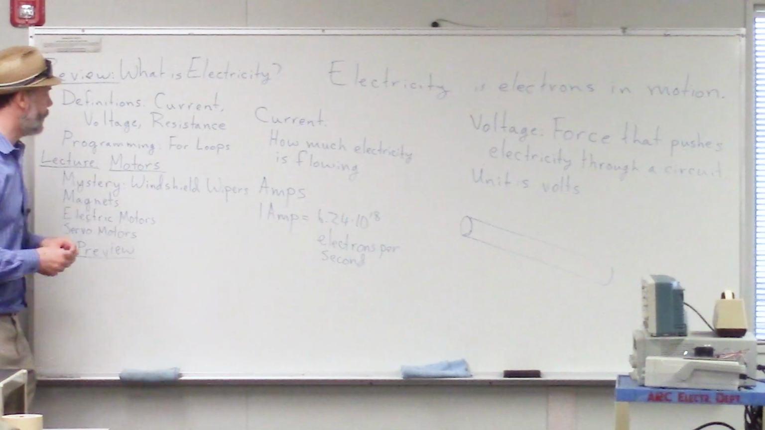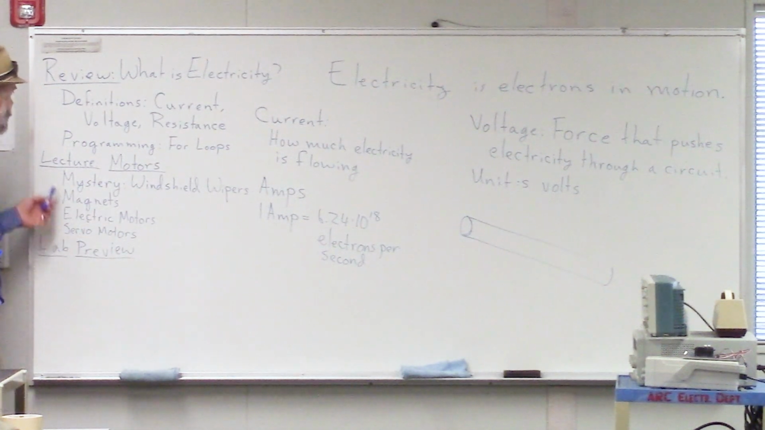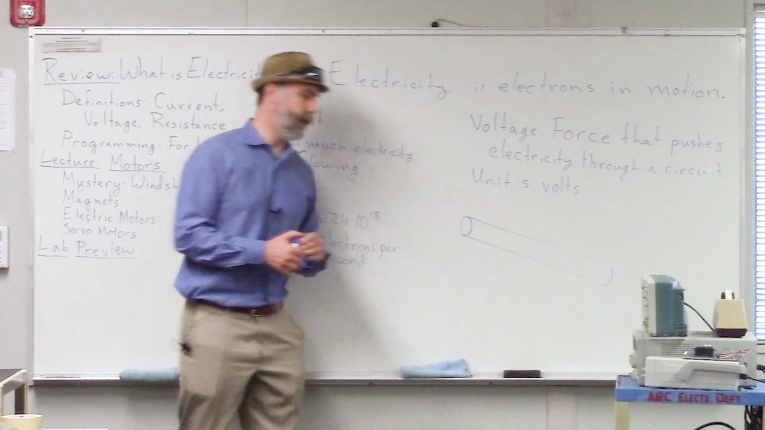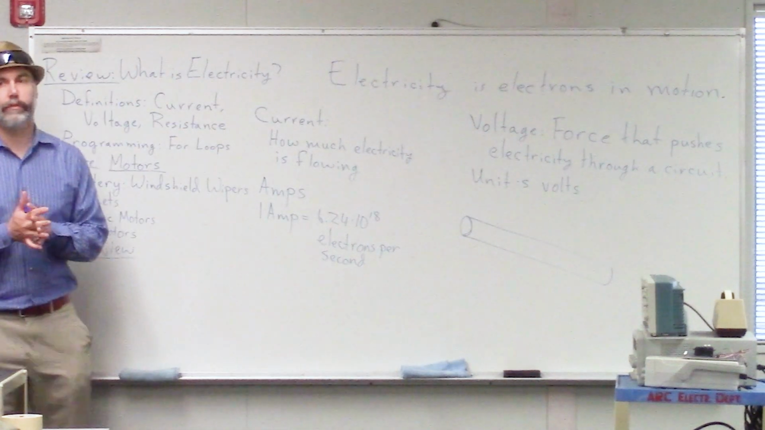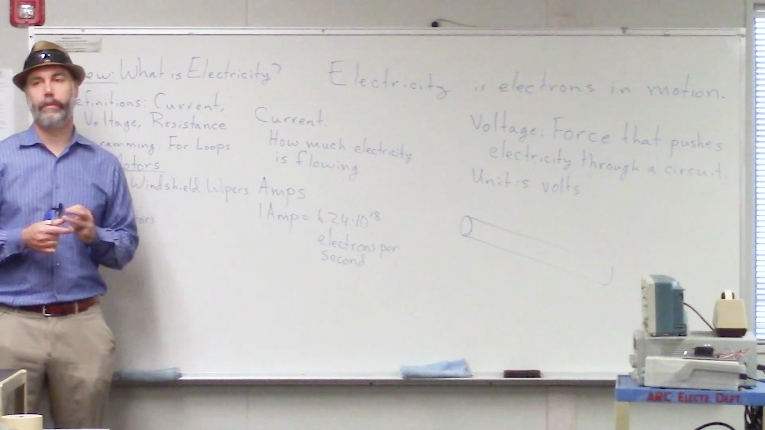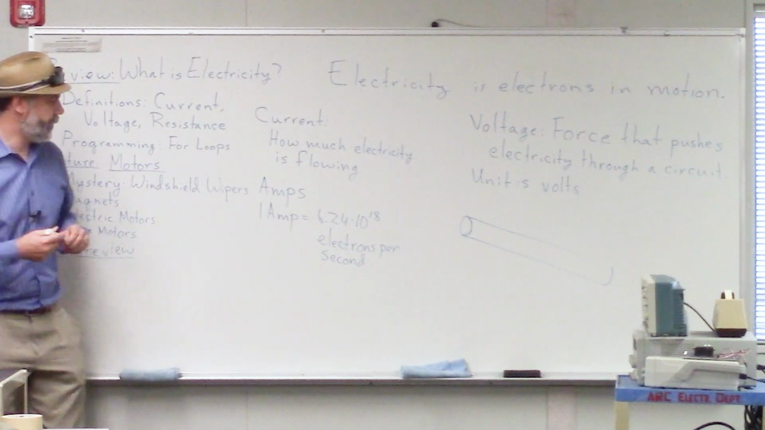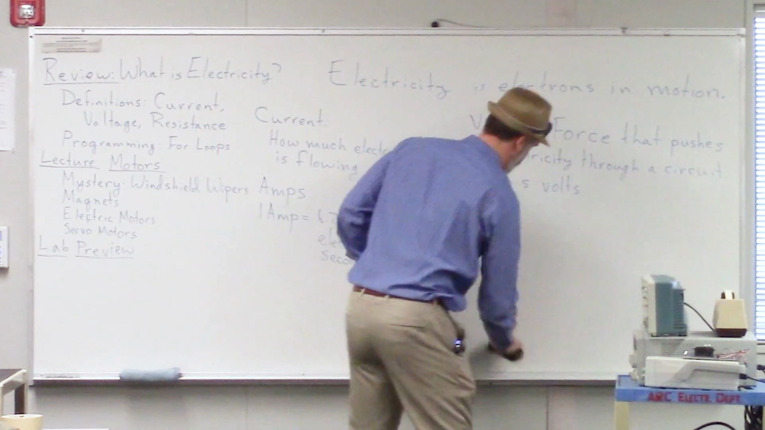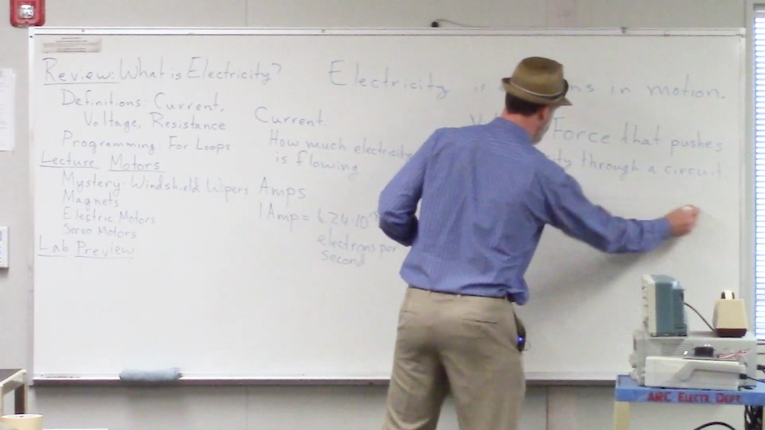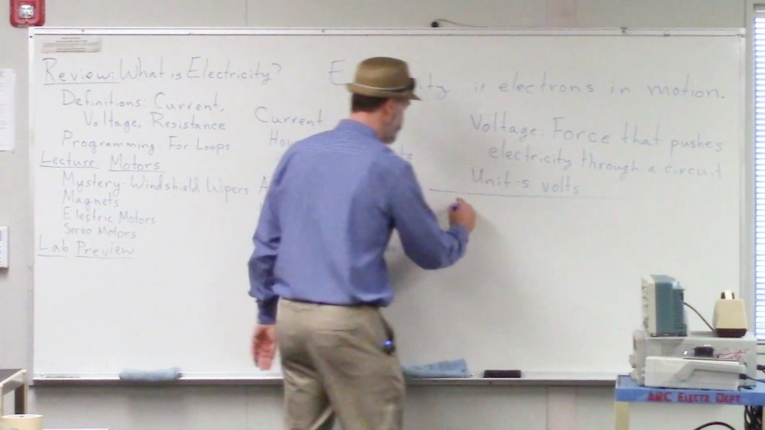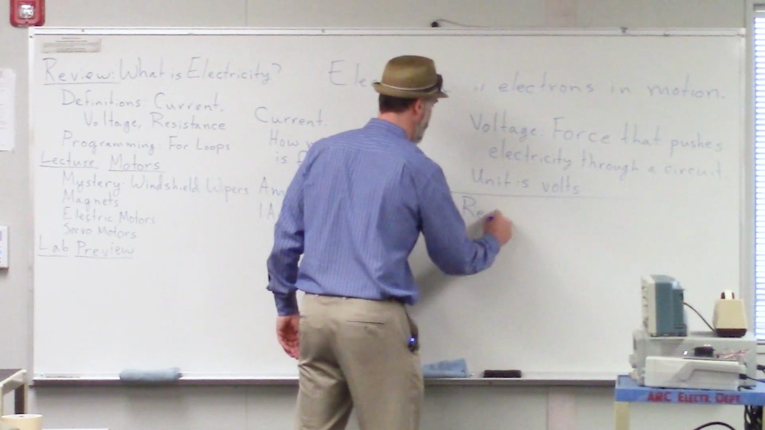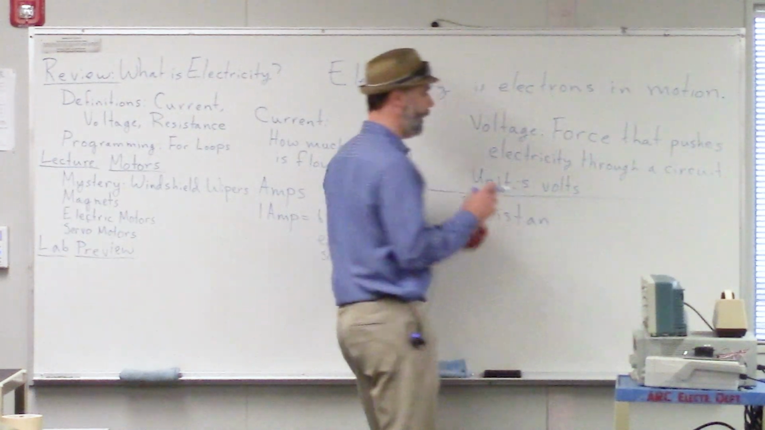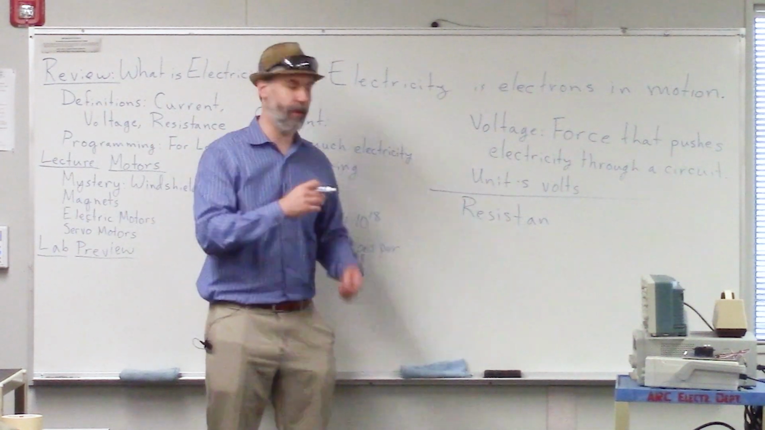Okay. All right, and then the last term that we talked about was resistance. So resistance, anybody remember a definition for that? Yeah. It's the force that opposes the flow of electricity. Exactly, the force that opposes the flow of electricity. So this is what makes it hard for electricity to move through a circuit. Again, if we were talking about a water pipe, this would be like a narrow spot in the pipes where it's hard for the water to flow past.